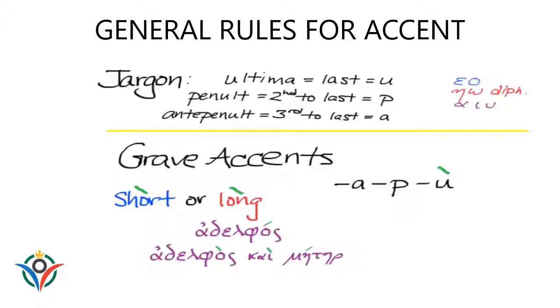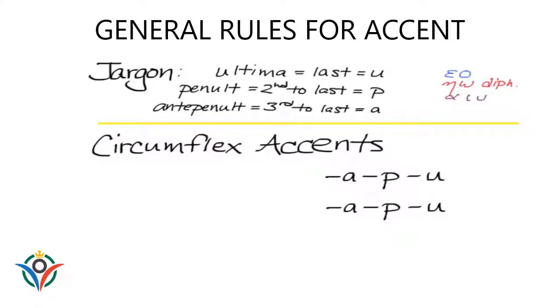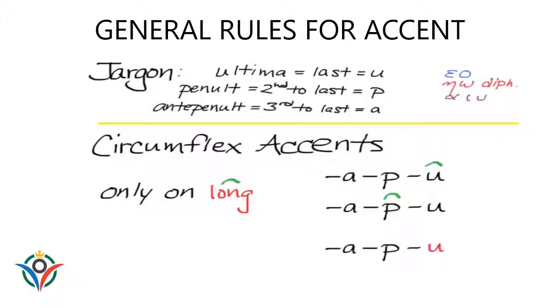Now we'll move on to circumflexes. They can only be over long vowels or diphthongs, and they can only appear over the ultima, the last syllable, or the penult, the second last. But again, if that last syllable is long, Greek gets uncomfortable with going back as far as you can go to the beginning of the word, which is the penult for circumflex. So if a circumflex is trying to be there, but the last syllable is long, the accent has to change to an acute.